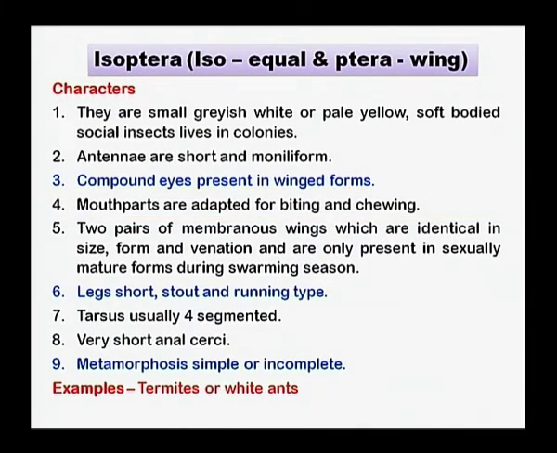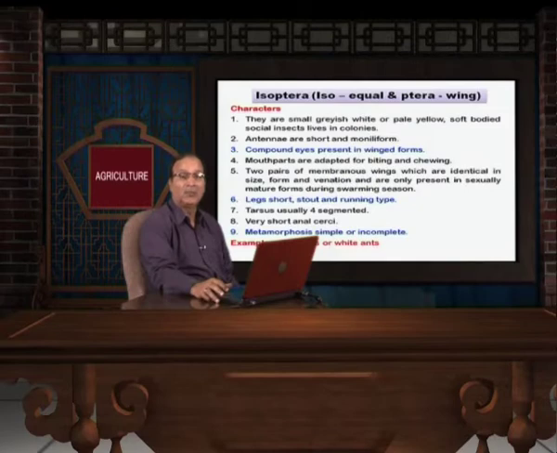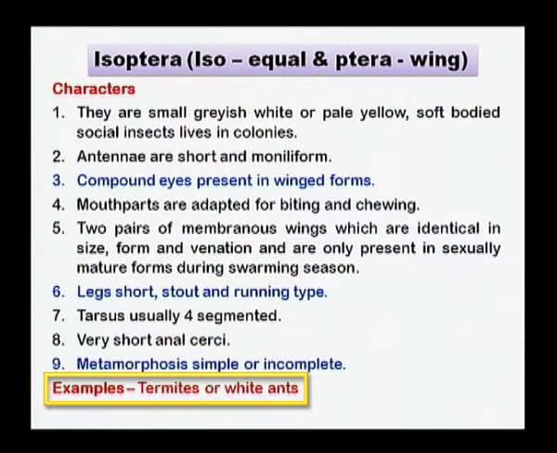Two pairs of membranous wings are present, which we have already discussed are similar in nature. Legs are very short, however they are stout and used for running. Tarsus is mostly four segmented. Cerci are very short. With regard to metamorphosis, it is simple or incomplete type of metamorphosis. And the best example is the termites, which are also known as white ants.